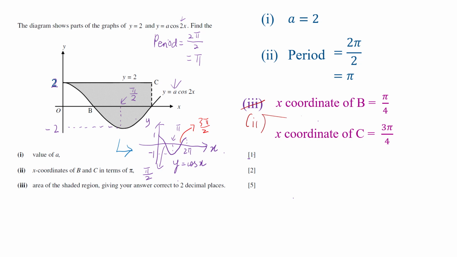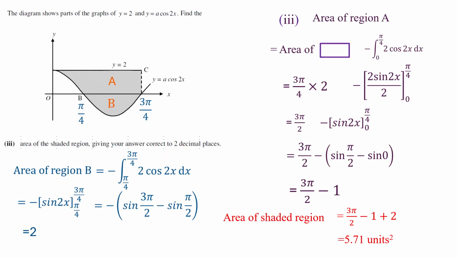So now let's go on to do part 3. Right, so that's having found the value of a, we can just plug this in to give us y equals 2 cosine 2x. All right, so let's put in the x coordinate of point B, pi over 4, and the x coordinate of point C, 3 pi over 4. Right, so this is a slightly different question from the earlier ones.